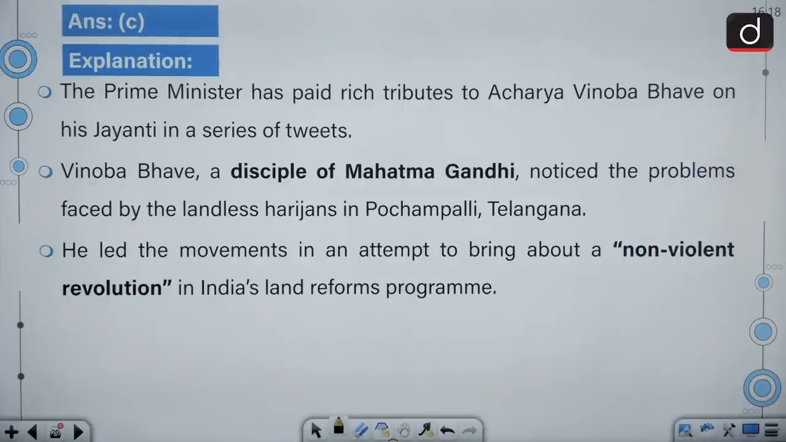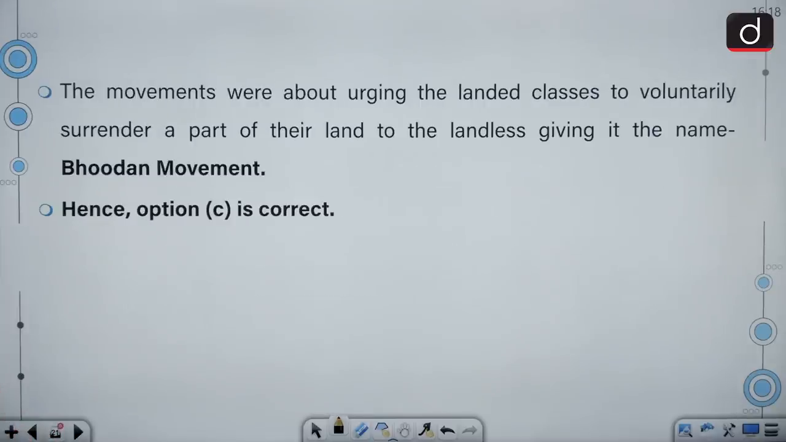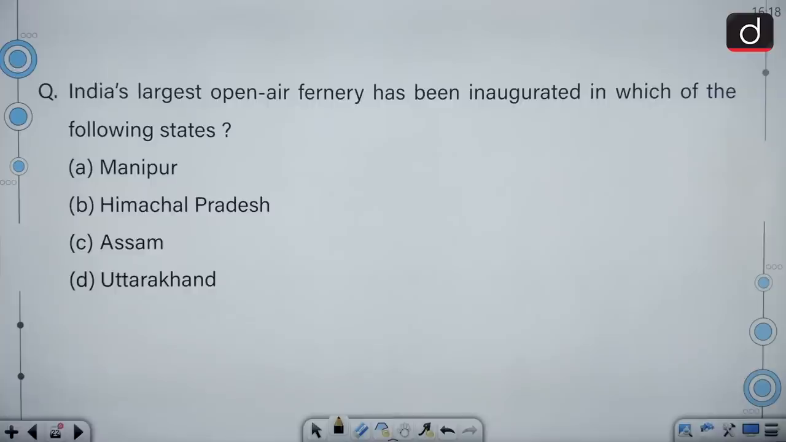Vinoba Bhave, who was a disciple of Mahatma Gandhi, noticed the problems faced by the landless Harijans in Pochampalli, Telangana. He led the movements in an attempt to bring about a non-violent revolution in India's land reform programs. The movements were about urging the landed classes to voluntarily surrender a part of their land to the landless, giving it the name Bhudan movement. Moving on to the next question.